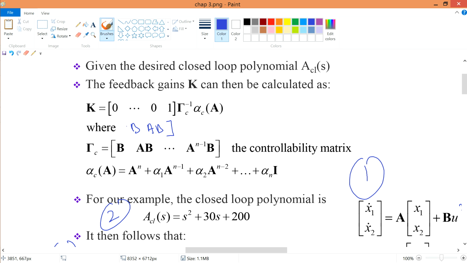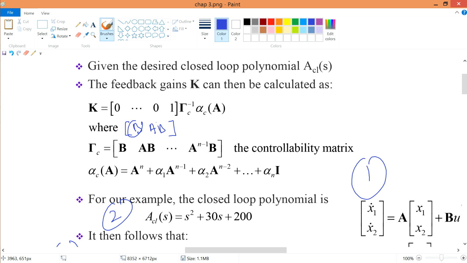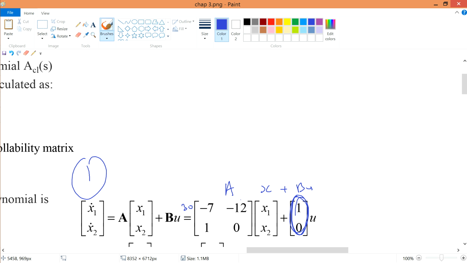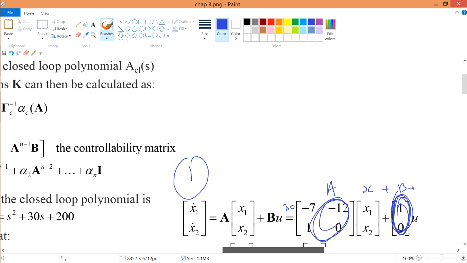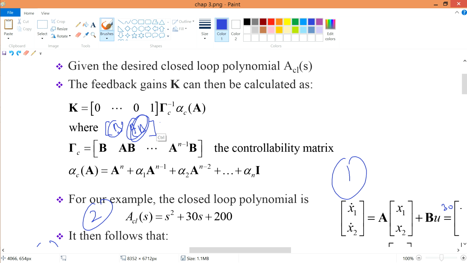This is for a 2 times 2 matrix. You have B and AB. So you have a matrix B, which is this thing over here, and then your AB. You take your matrix A and multiply it with your matrix B, or your vector B for this case. This is for 2 times 2. If it's 3 times 3, then you will have A square B. If it's 4 times 4, A cube B, and so on and so forth. I hope that this is pretty clear for you.